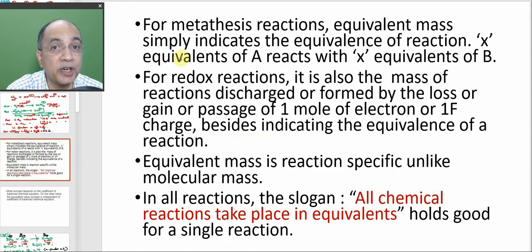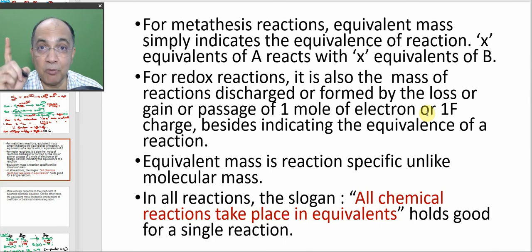Let me read out what you already know now. For metathesis reactions, equivalent mass simply indicates the equivalence of reaction. X equivalents of A will react with X equivalents of B. That's it. But for redox reactions, it is also the mass of reactants which is discharged or formed by the loss or gain of 1 mole of electrons, or 1 Faraday charge. You know, the charge of 1 mole of electrons is 96,500 coulomb.